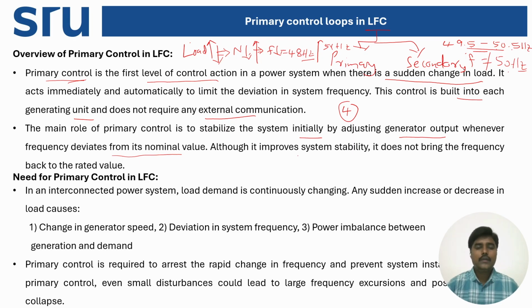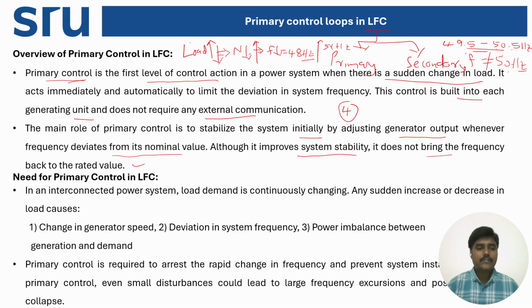Although primary control improves the stability, it does not bring the frequency back to rated value. So that is the meaning. The frequency cannot be made exactly equal to 50 Hz, rather it can be restricted in the range of 49.5 to 50.5 Hz. So what is the need for having this primary control in LFC?